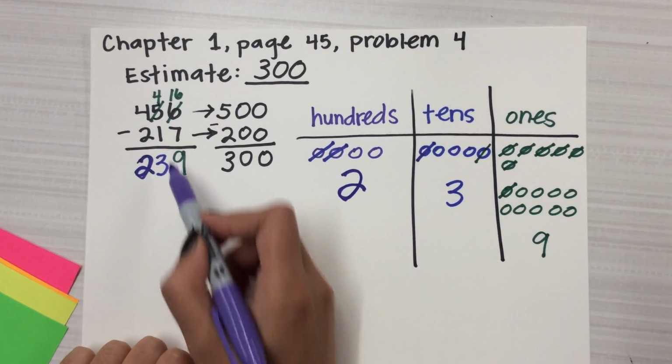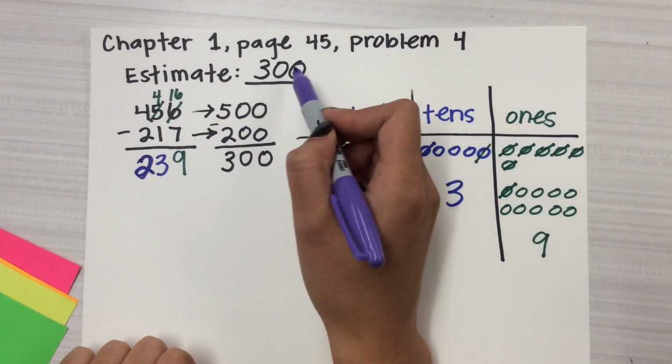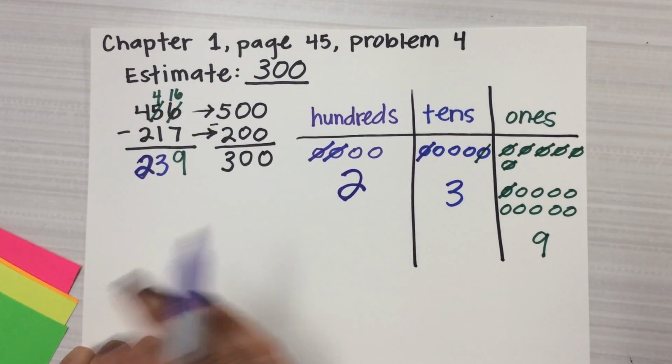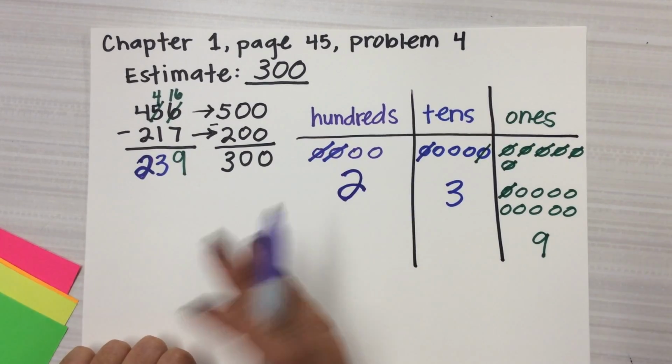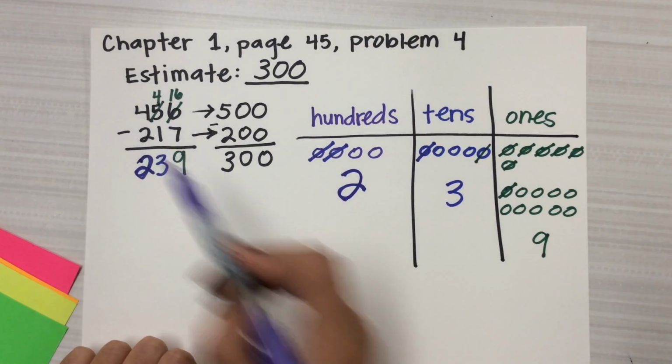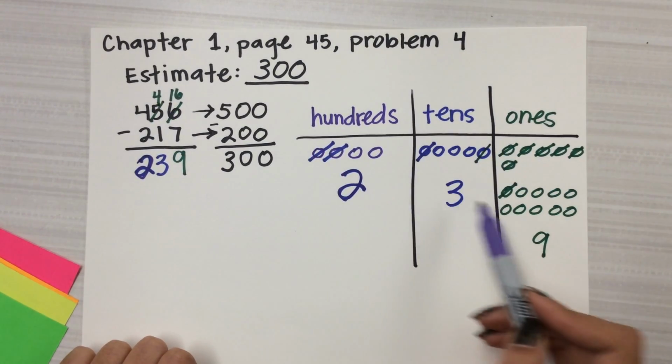And then we'll see that our estimate here, 239, is kind of close to 300. So that tells us that when we estimated, we were okay, we were pretty close. But we always have to make sure that we do both steps to each problem. And that we show our work here as we're showing and drawing our work here.